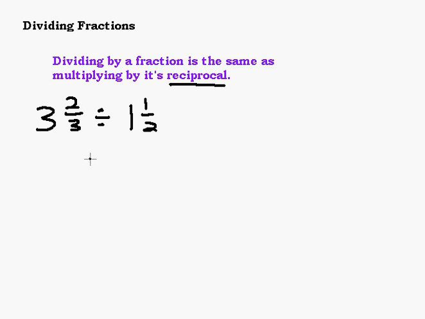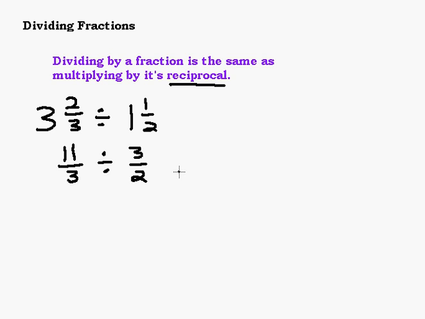All right, so to work this out and get the exact answer, what we need to do is change these mixed numbers to improper fractions. So 3 times 3 is 9, plus 2 is 11. So we have 11 over 3. Now I'm still going to write the divide sign because I haven't flipped anything yet. I'm going to multiply by the reciprocal, but I'm not doing the reciprocal just yet. I'm changing this to an improper fraction. 1 times 2 is 2, plus 1 is 3. So that's 3 over 2.